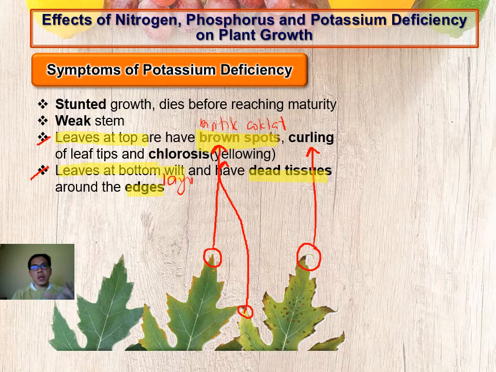And got dead tissue around the edge. Ada nampak bintikan dead tissue, brown. Brown tadi, brown spot pada bahagian tengah daun. This is dead tissue at the edge. Ada terdapat bintik-bintik coklat, iaitu bintik-bintik dead spot. Bintik-bintik menunjukkan bahawa sel tersebut telah mati pada bahagian tengah daun.